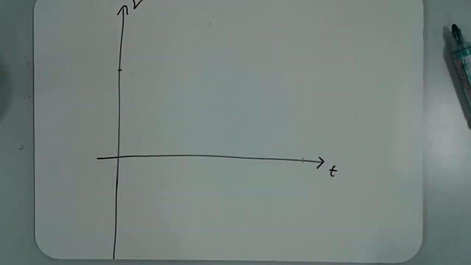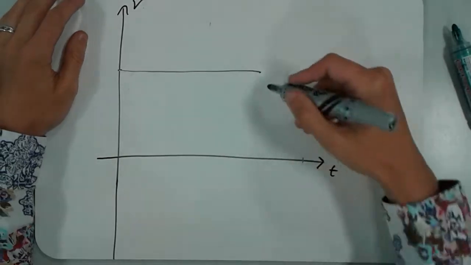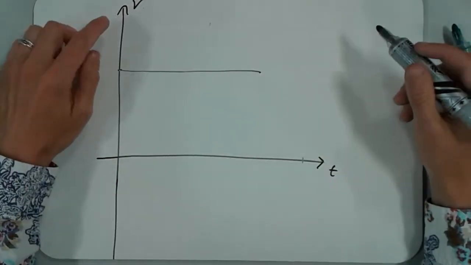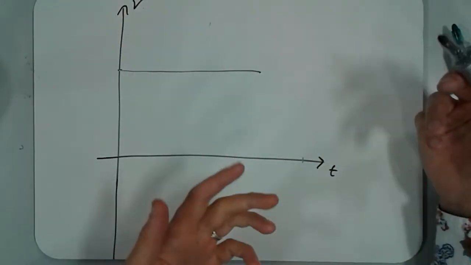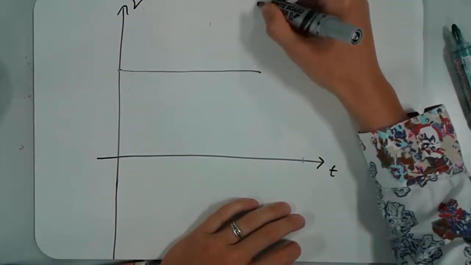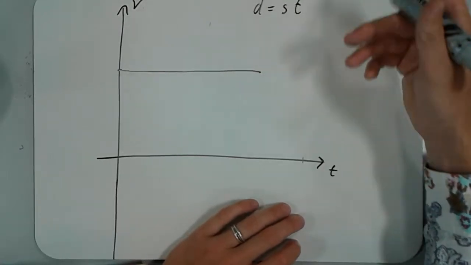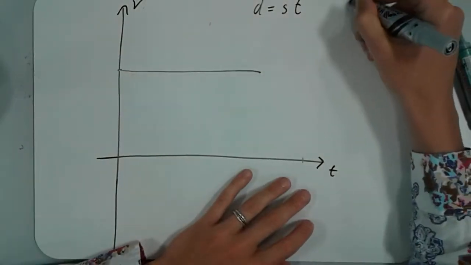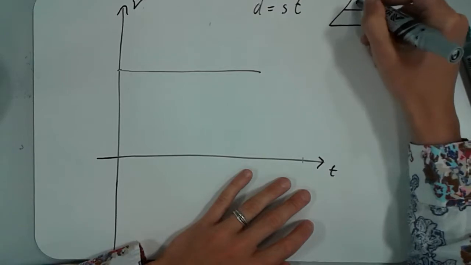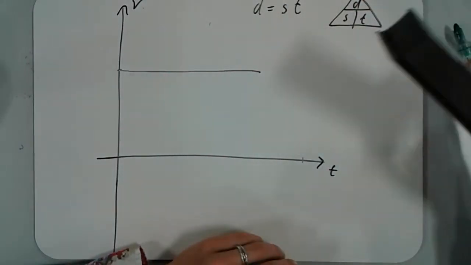Let's have a look at a velocity time graph. We're going to consider a very simple case to begin with, where we have a constant velocity for some time that we're travelling. You're probably familiar with distance is speed times time from GCSE, or some of you may have seen it as distance, speed, time, using the formula triangles.